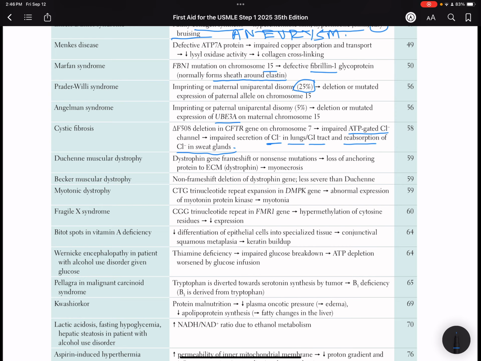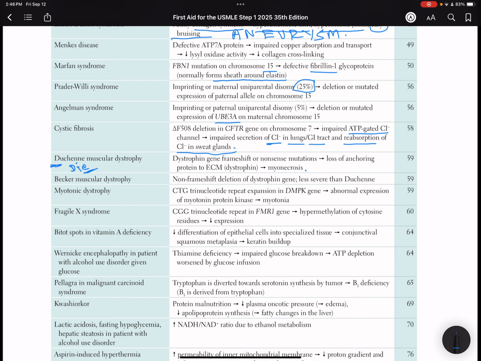Next, Duchenne muscular dystrophy, dystrophin gene frameshift or nonsense mutations, which leads to loss of anchoring protein to ECM, dystrophin, myonecrosis. What is Becker muscular dystrophy? Becker muscular dystrophy is non-frameshift deletion of dystrophin gene, and it is also less severe than Duchenne. D for Duchenne, D for die. So Duchenne is the severe form, Becker is the benign form.